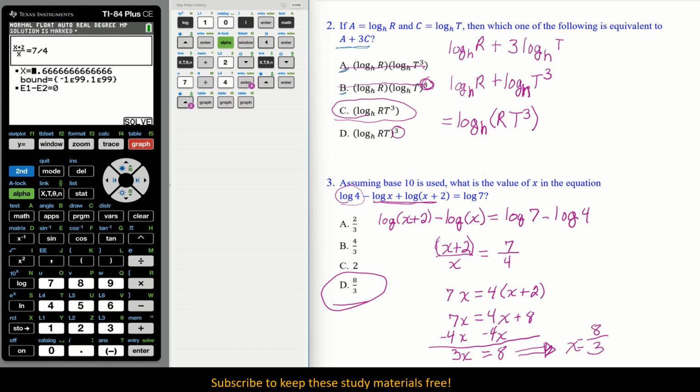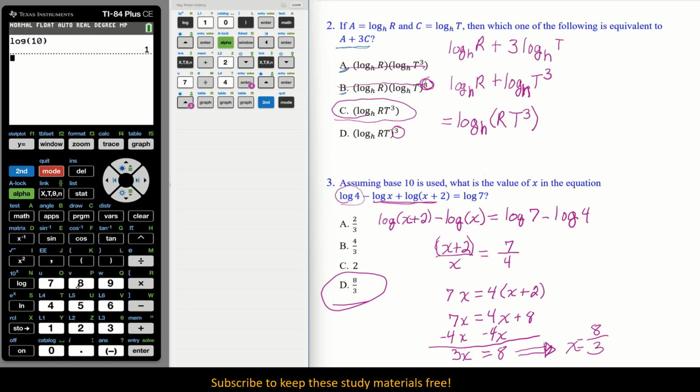So we have 2.6666, 2.6 repeating. Well, do you think that is equivalent to 8 over 3? Actually, it is, but we can figure that out by second mode, backing out and just saying 8 divided by 3, and that's what we get. So we know that option D is correct. Either way we do it, we have a way of measuring our results to ensure that we are correct. Okay. All right, let's go to number 4.